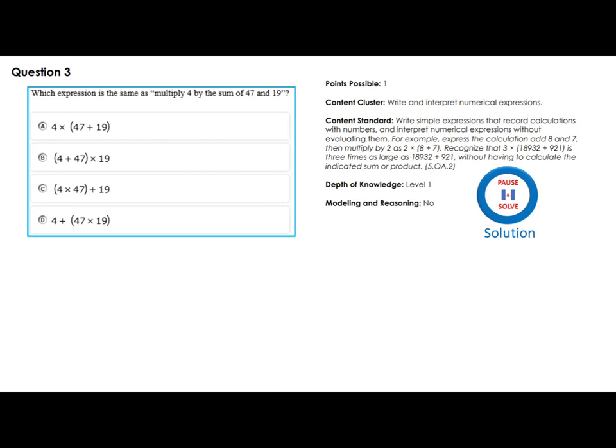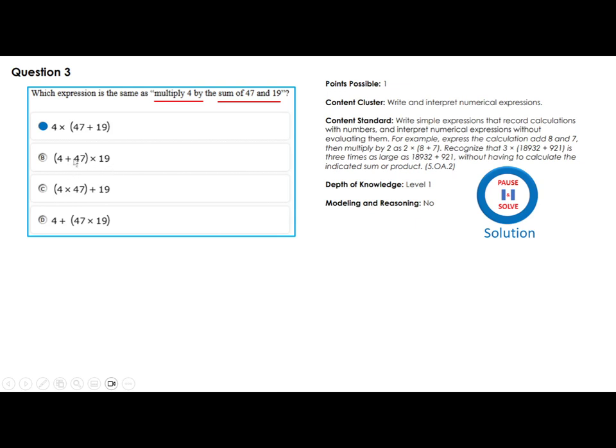Hello and welcome. Which expression is the same as multiply 4 by the sum of 47 and 19? You look at those expressions, and it so happens the answer is the first one: multiply 4 by the sum of 47 and 19.